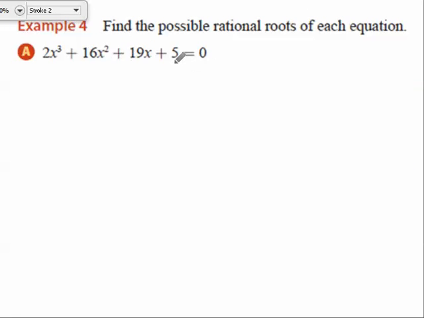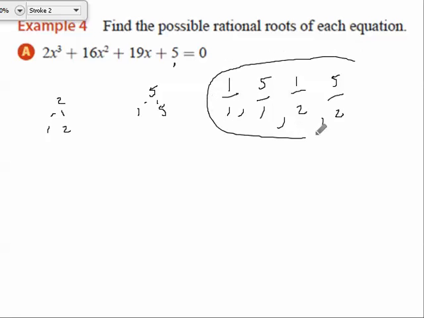Looking at this one, there's my constant term, 5. My factors of 5 are 1 and 5. Just a little factor tree there. My coefficient here is a 2. My factors of 2 are 1 and 2. So if I put these together as fractions, I say 1 over 1. Well, there's one factor. I could say 5 over 1. There's a factor. And then I could say 1 over 2. That could be a factor. And I could say 5 over 2. These are possible factors. They are not the actual factors. They're possible factors. Okay?